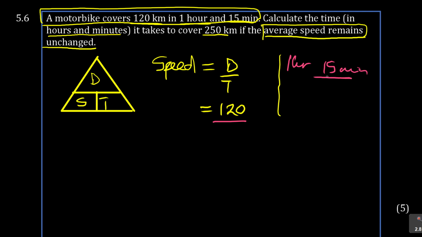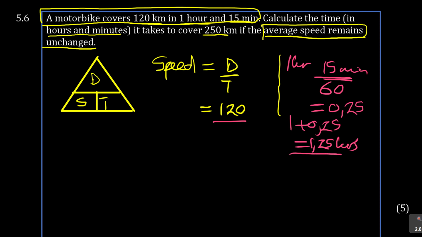Meaning, convert this 15 minutes to hours. You divide by 60. Alright, can you do that for me? If you can divide that for me, what is it giving you? 15 divided by 60 is 0.25. So which means it's 1 hour 15 minutes. It's 1 plus 0.25, which is equal to 1.25 hours. You understand? So here I'm going to divide by 1.25.